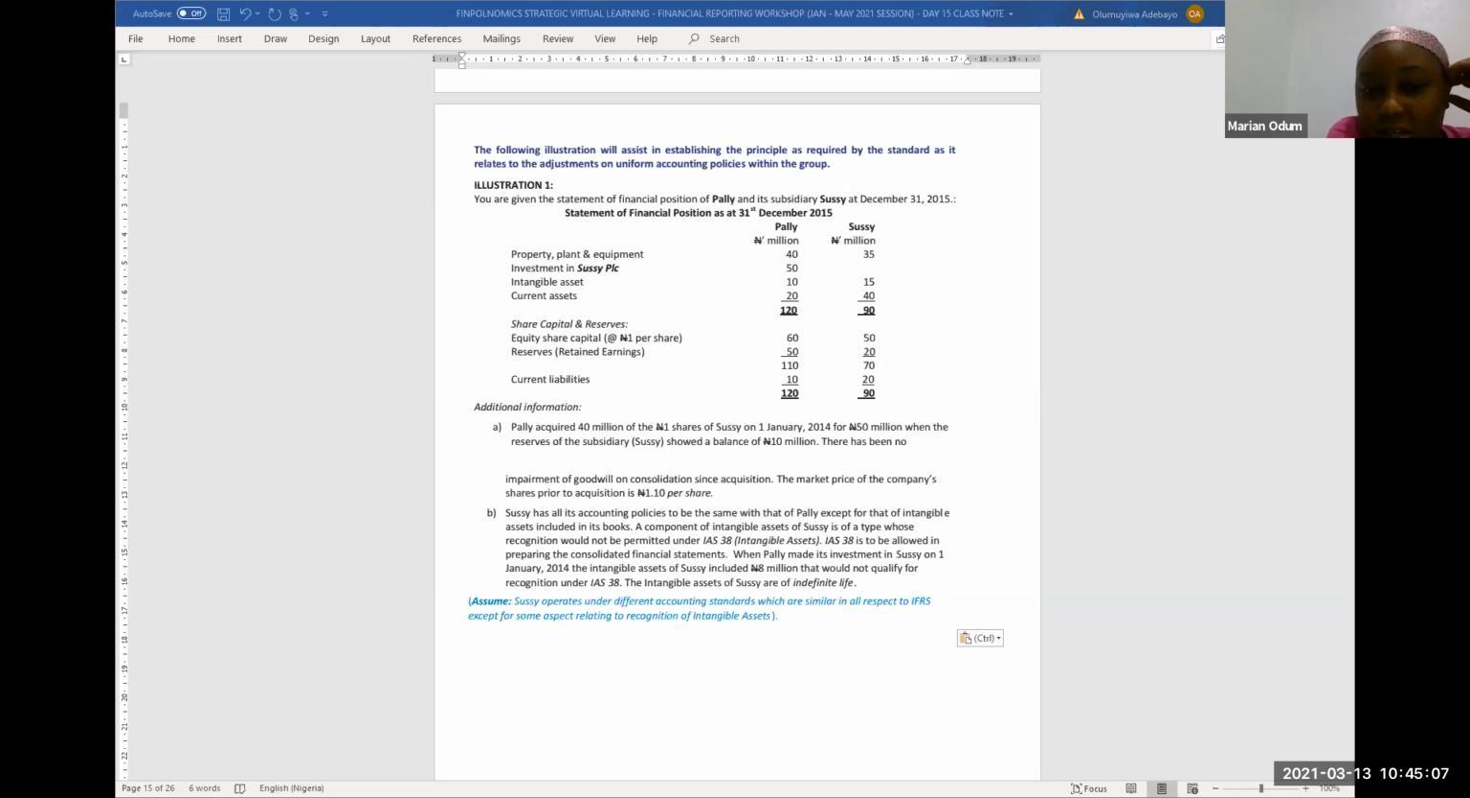B, SUSI has all its accounting policies the same as that of Pali, except for that of intangible assets included in its books. A component of intangible assets of SUSI is of a type whose recognition would not be permitted under IAS 38 Intangible Assets. IAS 38 is to be applied in preparing the consolidated financial statements. When Pali made its investment in SUSI on 1st January 2014, the intangible assets of SUSI included 8 million Naira that would not qualify for recognition under IAS 38. The intangible assets of SUSI are of indefinite life. Assume SUSI operates under different accounting standards, which are similar in all respects to IFRS, except for some aspects relating to recognition of intangible assets.